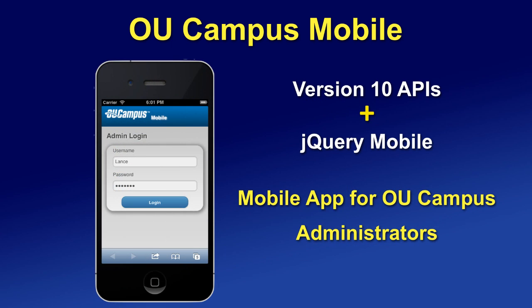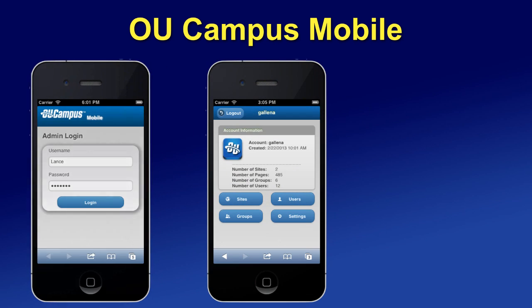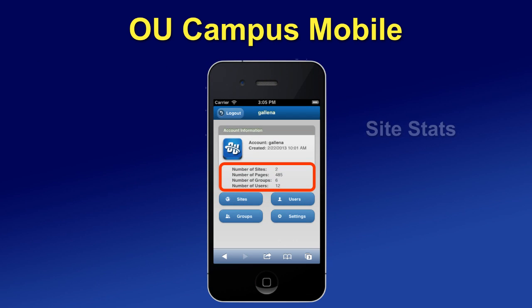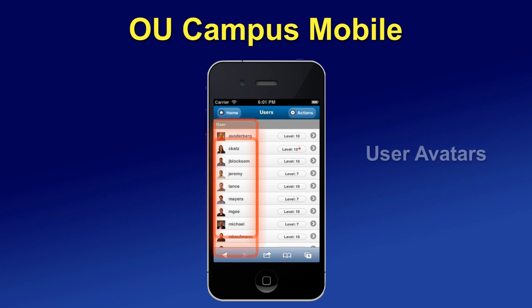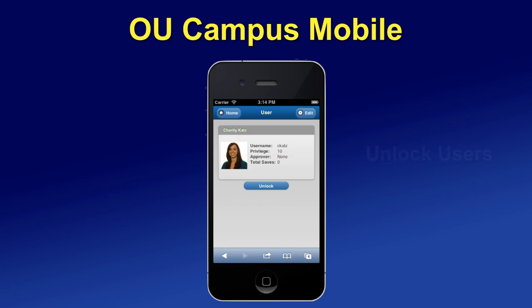Here's what it looks like on the login screen, and here's what you can do with it. So you've got basic site stats, page stats, group stats, user stats. You've got the ability to manage users. Notice the avatars are there. The same avatars in version 10, right there on the mobile device. You can modify users, create groups. You can add and remove users to groups. You can even unlock locked users, a commonly requested feature.